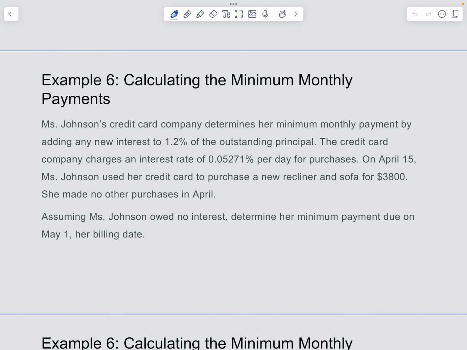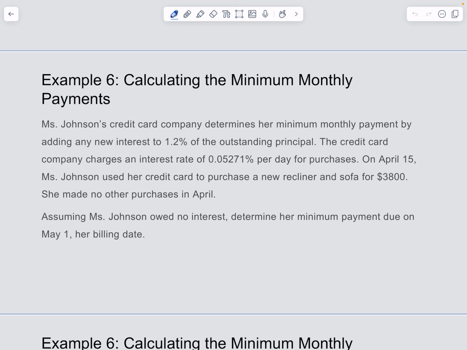So, as we move into the credit card section, we'll start with calculating the monthly minimum payment. Ms. Johnson's credit card company determines her minimum monthly payment by adding any new interest to 1.2% of the outstanding principal. The credit card company charges an interest rate of 0.05271% per day.